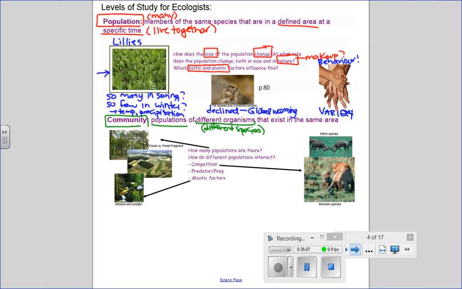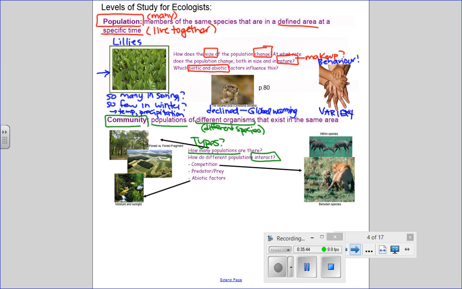So the things that we would ask ourselves in the community category would be, for example, how many populations are there? In other words, how many types of organisms live in this particular spot? And we could ask ourselves about interactions. How do different populations interact with each other? Those things could be biotic or abiotic factors that are affecting the number and the types of communities that exist.